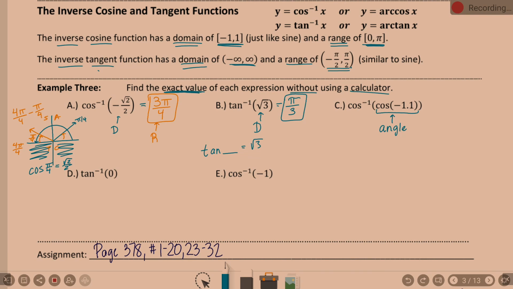Trying to think how I want to explain this. Easiest way to do this is a visual, but I'm still trying to think. I always have to pause and think. How do I want to explain this one?